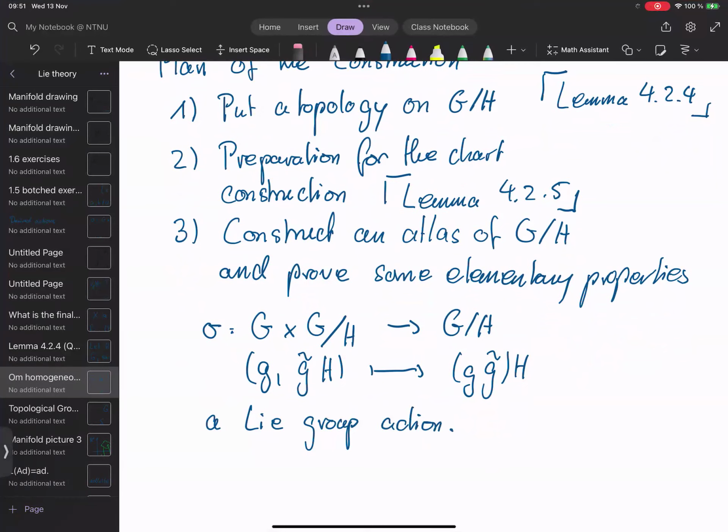And actually, this is from a perspective why this coset space is a homogeneous space. We can use the natural action of the Lie group to transport things from the neighborhood of one point in the coset space to any other. And so it's easy to see that this action is transitive. This is a transitive group action.